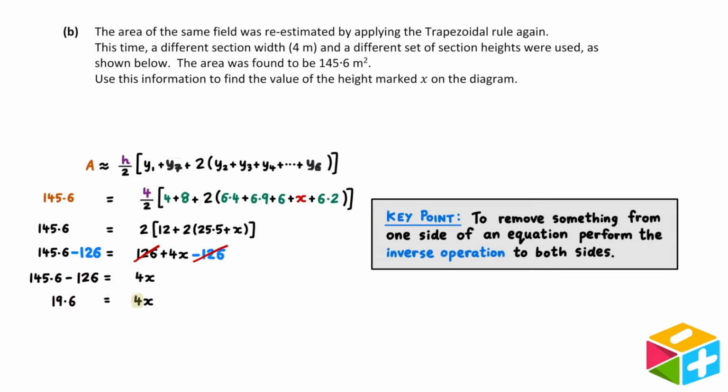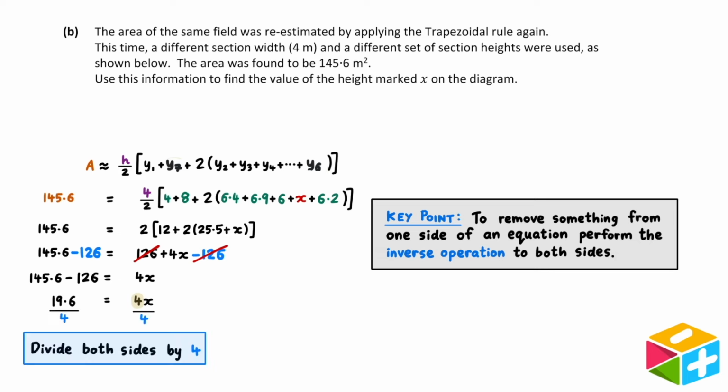Now, I'll want to remove the 4 in front of the x. This 4 represents multiplication. The inverse of multiplication is division, so I'm going to divide both sides of the equation by 4.